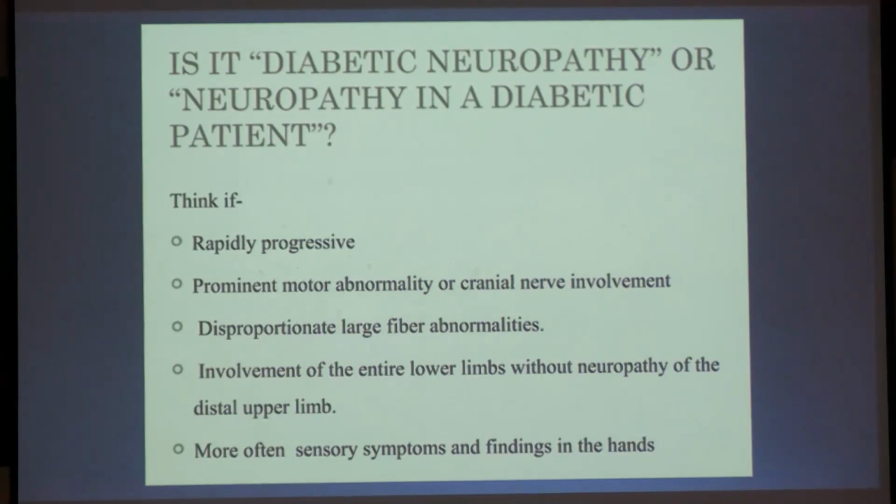Disproportionate large fiber, involvement of the entire lower limb, and sensory symptoms and findings in the upper limbs. These go against the diagnosis of diabetic neuropathy.